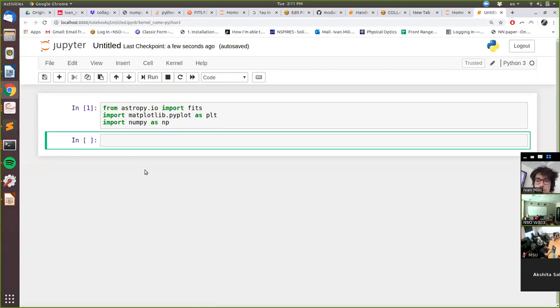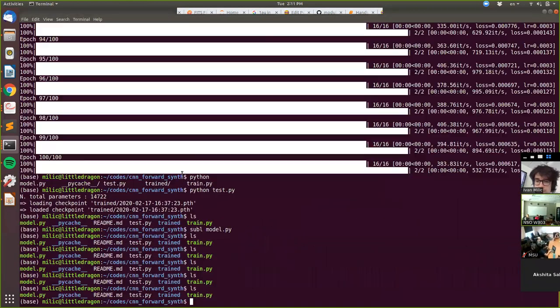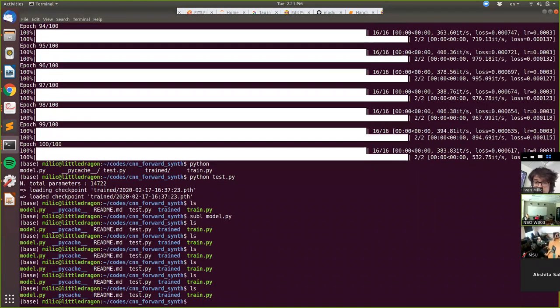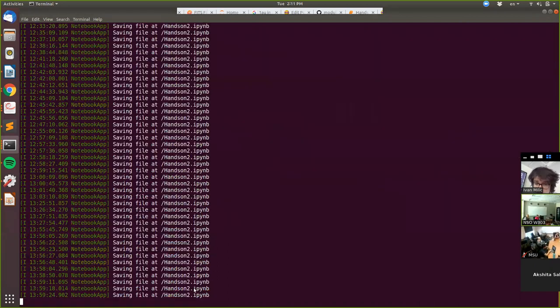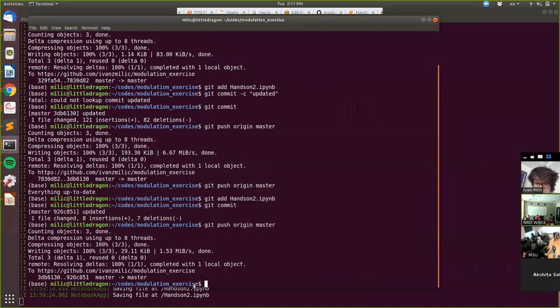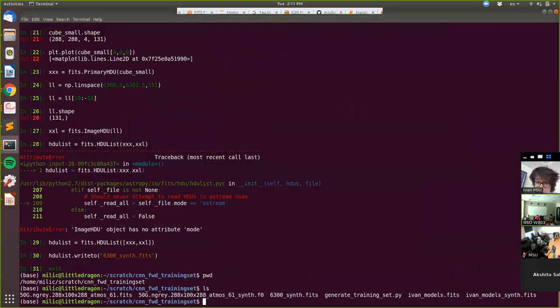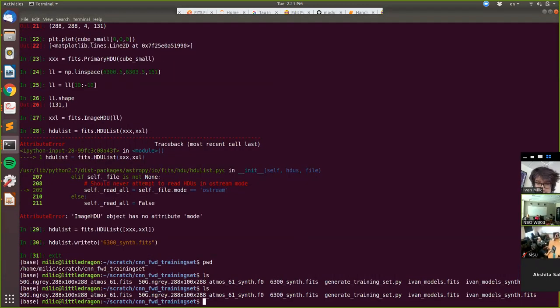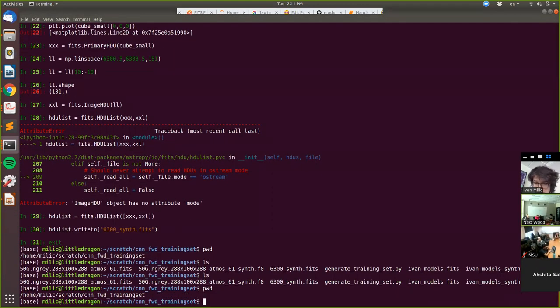Okay, so what I'm going to do is open the FITS file first and see what's in there. The FITS file depends on where you put it on your computer. So for me, it's in this folder here.